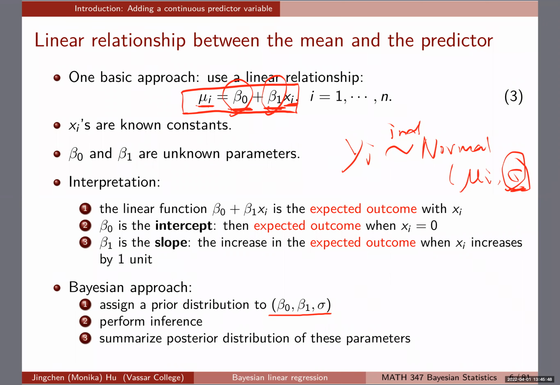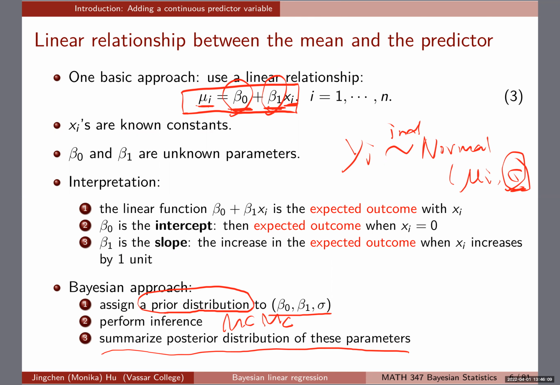Okay? We are, of course, going to figure out how to give an appropriate prior distribution, a joint prior distribution for all of them. And then we're going to do our MCMC estimation, including diagnostics, to make sure that the MCMC estimation has been done properly. And then lastly, summarize the posterior distribution of these parameters.